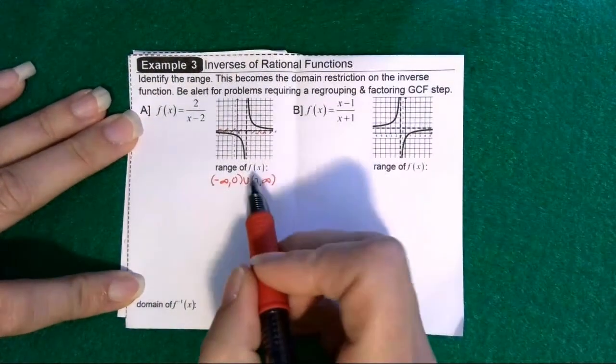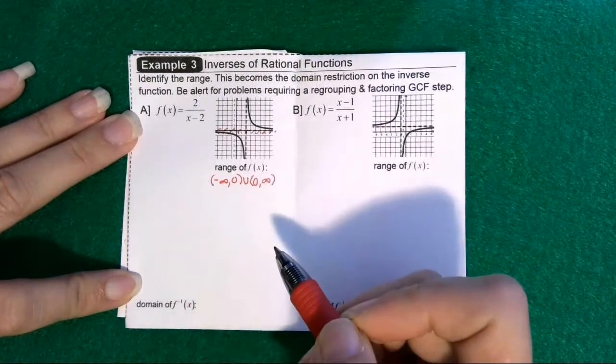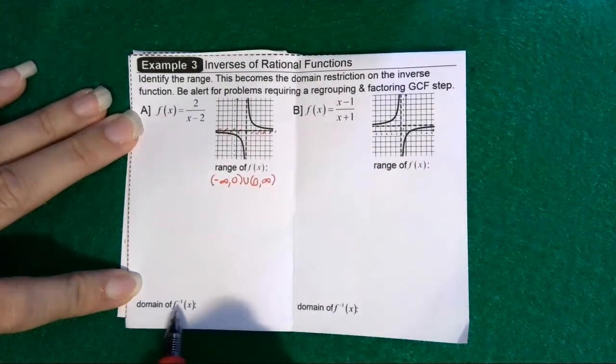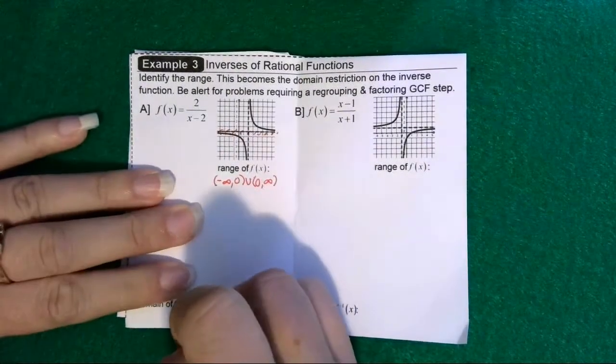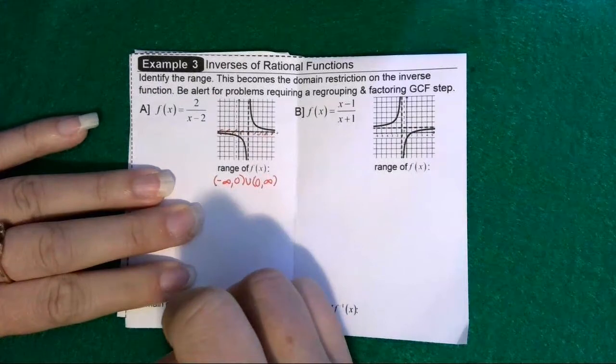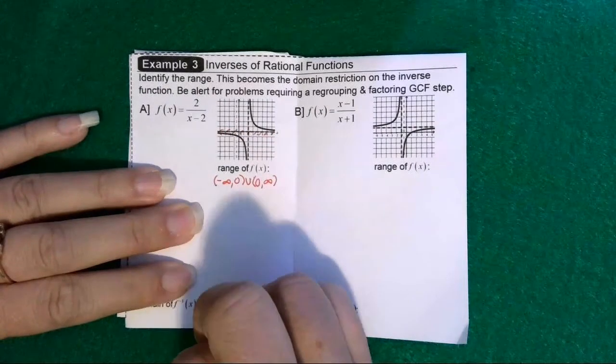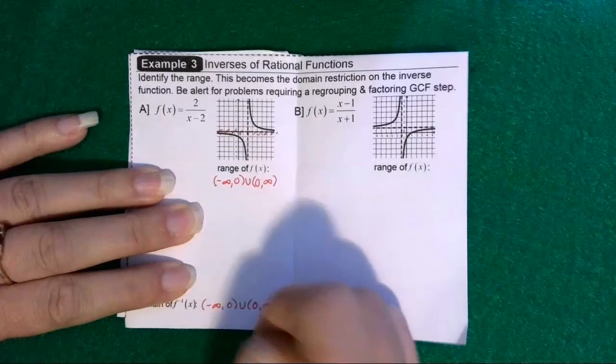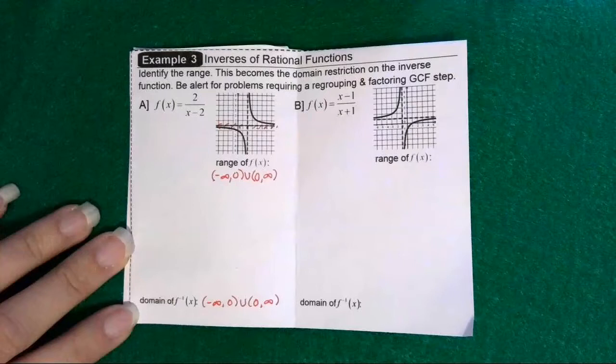Okay, so that range of my original function f of x will become the domain restriction on the inverse. So my inverse will be restricted to exclude 0 from its domain.